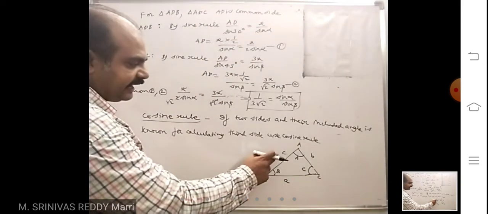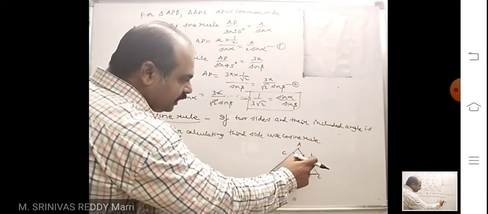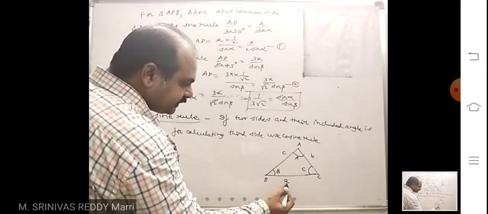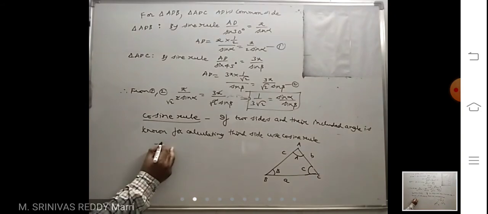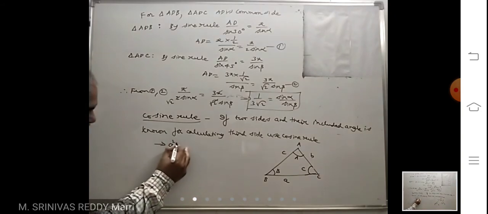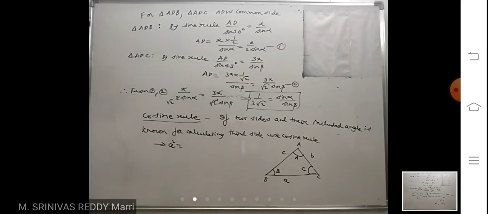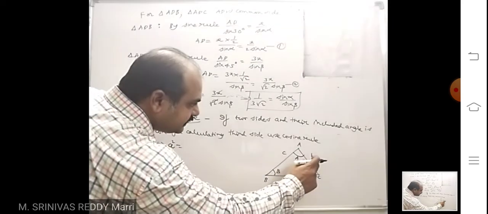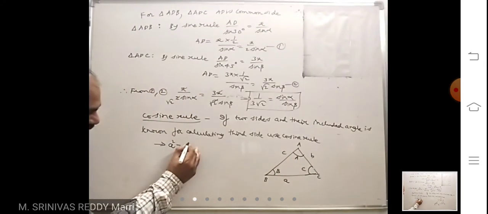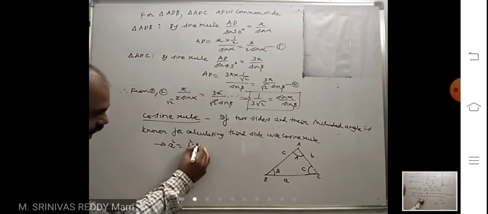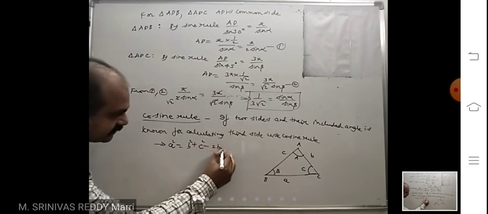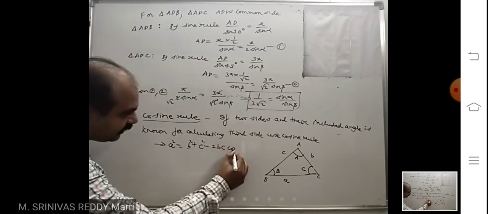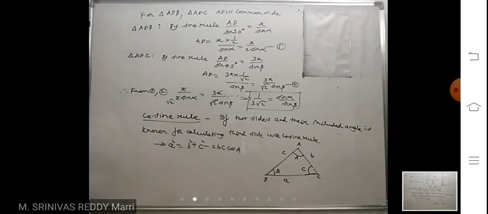If two sides are known, and angle A is known, suppose you want to calculate A. The theorem states that A square equals B square plus C square minus 2BC cos A. This is the theorem.